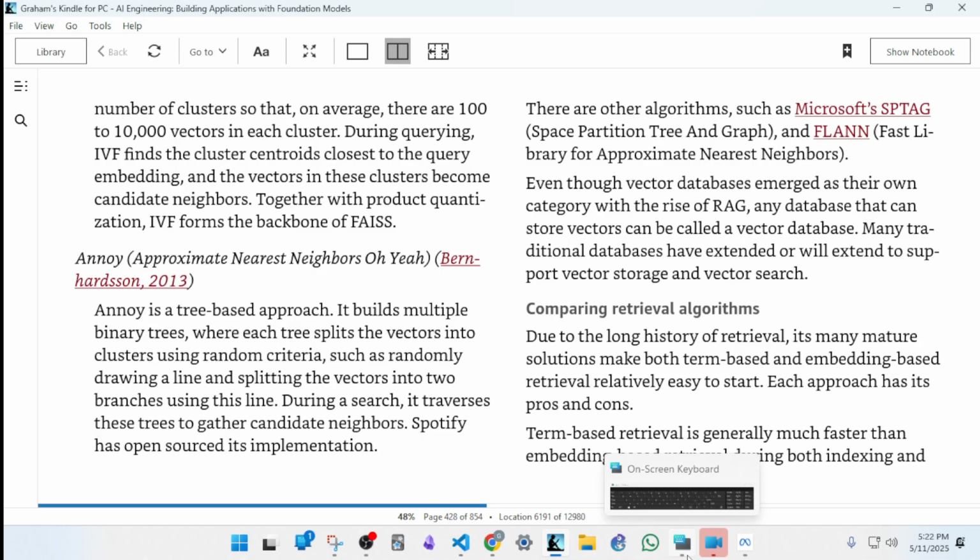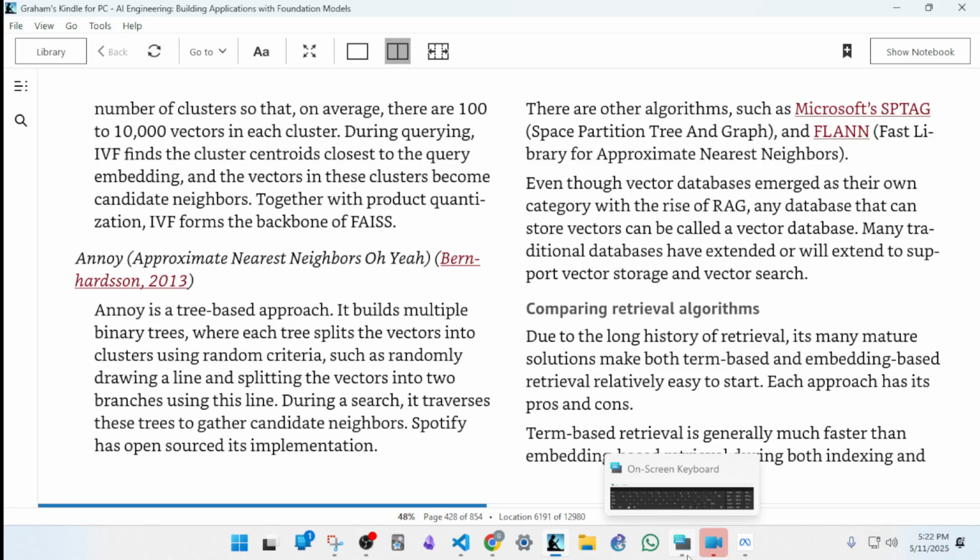The next algorithm is Annoy, Approximate Nearest Neighbors Oh Yeah, funny name, developed in 2013. Annoy is a tree-based approach. It builds multiple binary trees where each tree splits the vectors into clusters using random criteria, such as randomly drawing a line and splitting the vectors into two branches using this line. During a search, it traverses these trees to gather candidate neighbors. Spotify has open sourced its implementation.